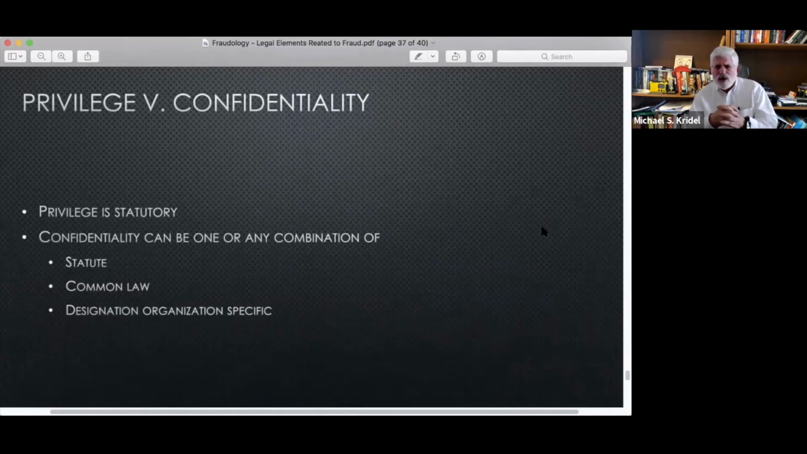There's a difference between privilege and confidentiality. It varies by country, but basically understand confidentiality applies to information. Privilege applies to people. Privilege is never owned by an expert. It is only owned by a client, and only clients can waive privilege or assert it. Experts cannot. Next slide.